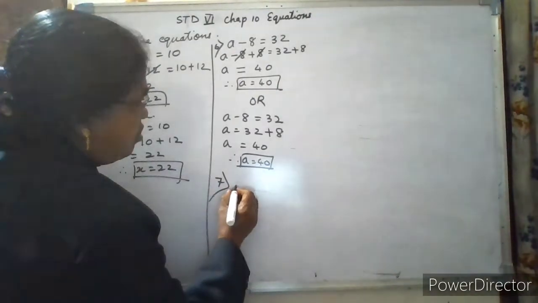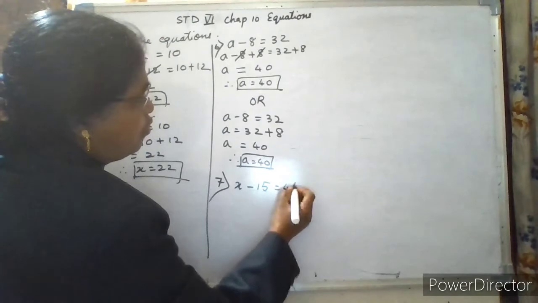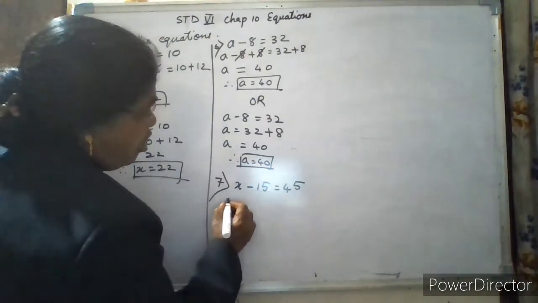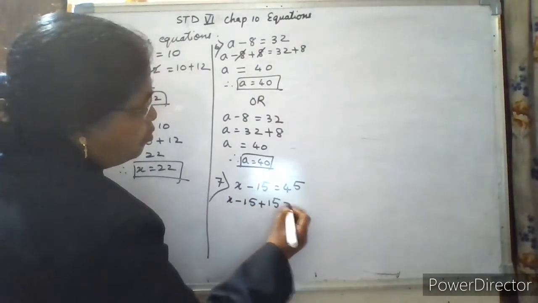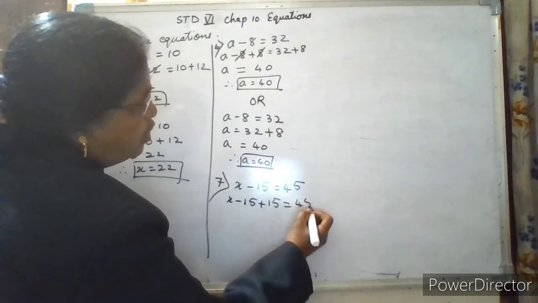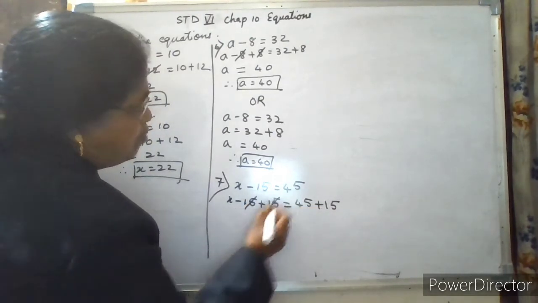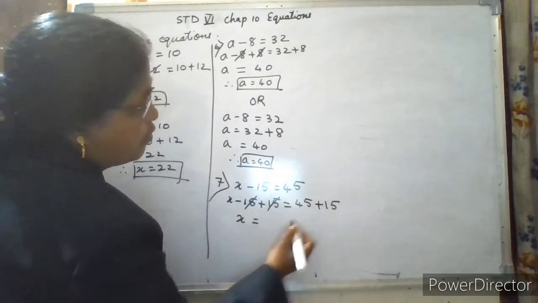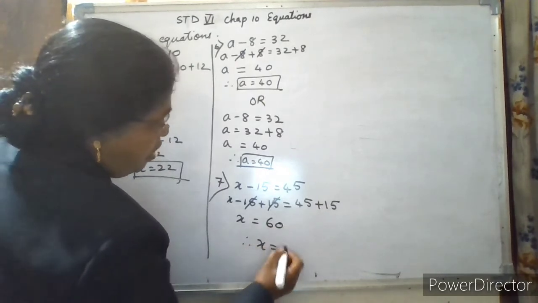x minus 15 equal to 45. Now x minus 15. So I'll write plus 15, the opposite. That is equal to 45 plus 15. So minus 15 plus 15 cancels. x is equal to 45 plus 15. 45, 50, 60. Therefore x is equal to 60.